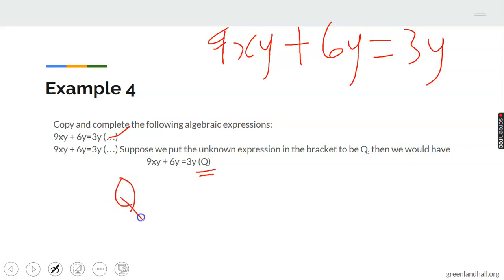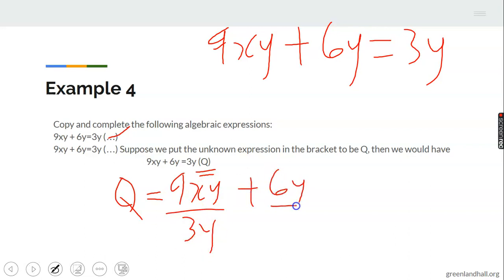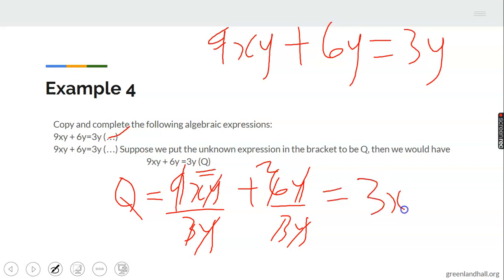So when you divide both sides by 3y, your q equals 9xy divided by 3y plus 6y divided by 3y. So your y will cancel y. 9 divided by 3 will be 3x, then 6 divided by 3 will be 2. So what do you have? This is 3x plus 2, which is the term that is here. Do you understand me now?